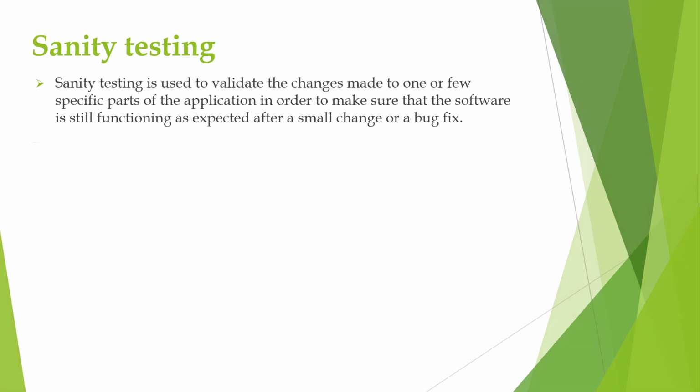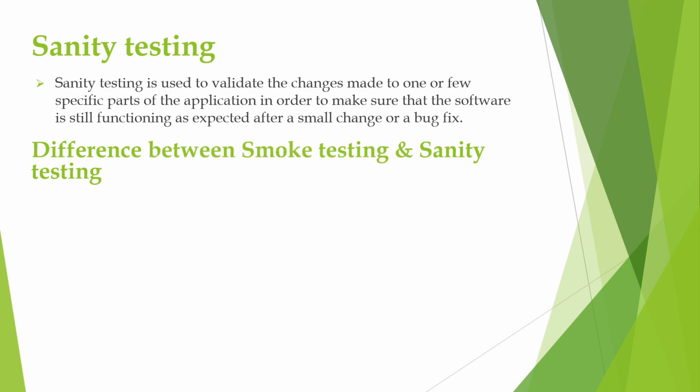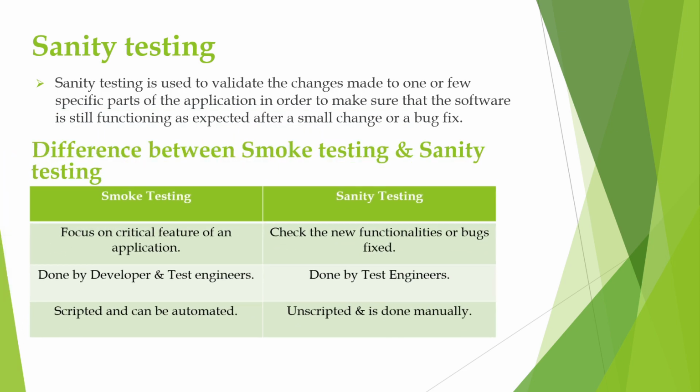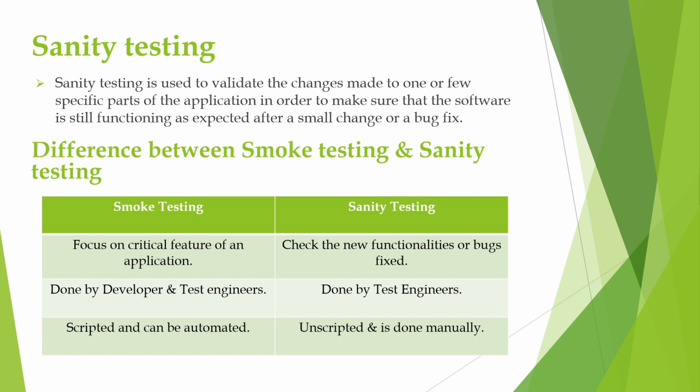Next, we'll see the difference between smoke testing and sanity testing. Whenever we get a new build, we'll test for the basic and critical features of an application. This type of testing is called smoke testing. The main purpose is to verify that the application works as expected before we do the deeper testing or proceed to further testing. In sanity testing, we'll check for the new functionality or bugs fixed. Here the main purpose is to verify that the main behavior of the newly added features or bugs fixed is working as expected or not.